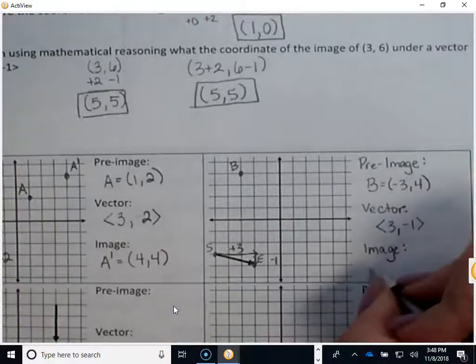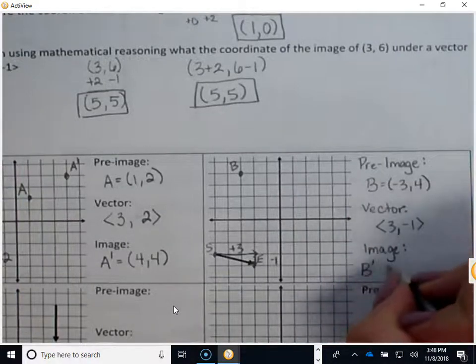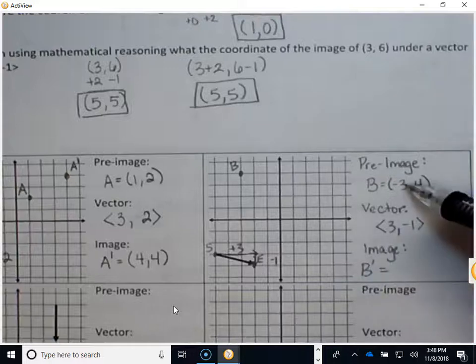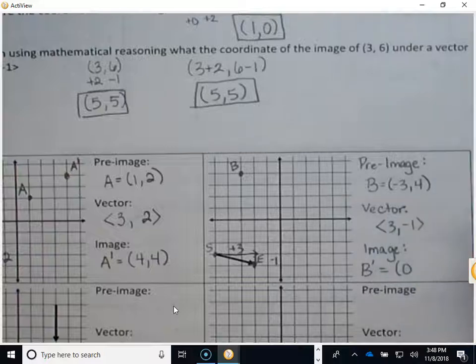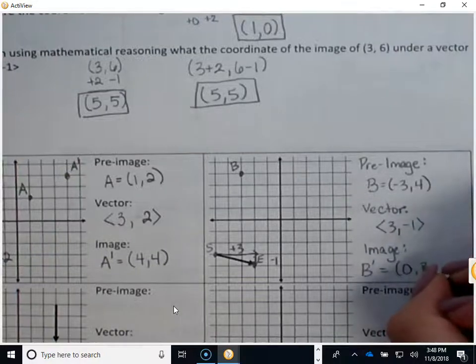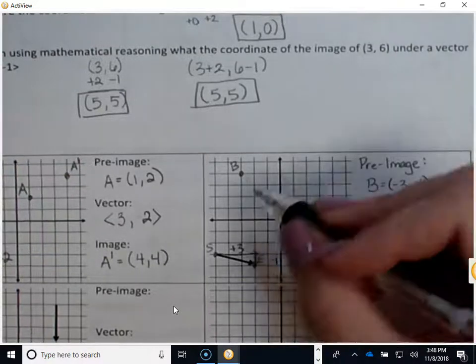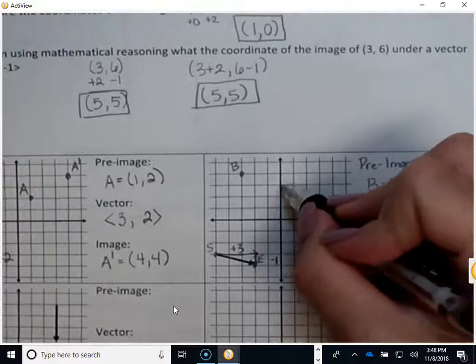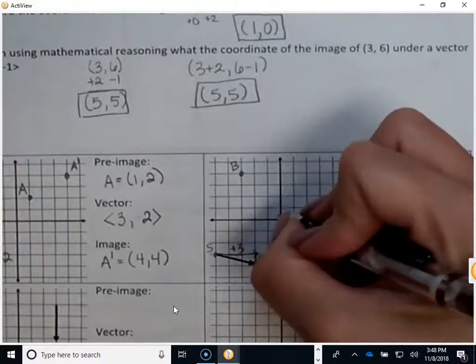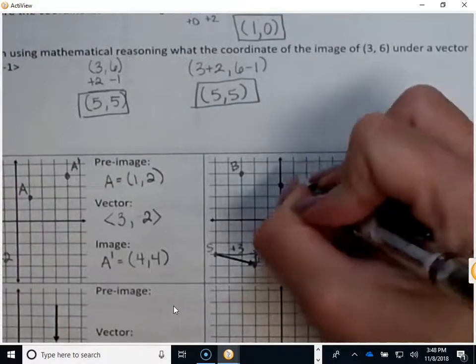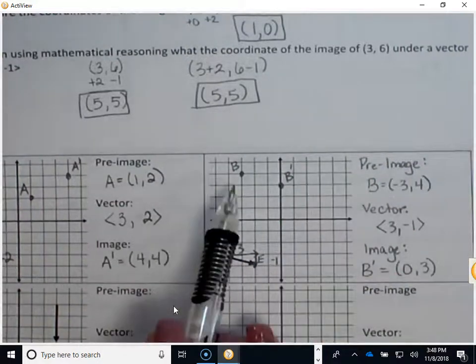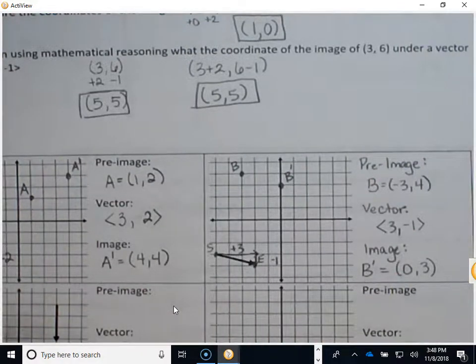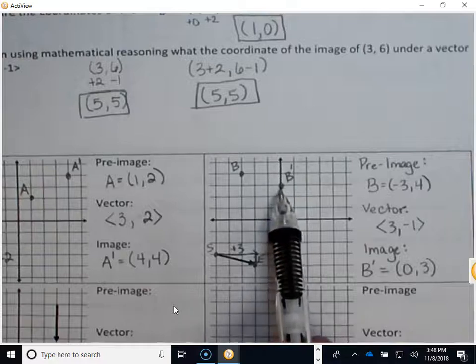So then we need to figure out where our image is. B prime: -3 plus 3, because that's a +3, gives me 0. 4 minus 1, because that's a -1, gives me 3. So I plot the point 0, 3. 0 means I don't go left or right, +3 means I go up 3. So that's my B prime. And you can see how it shifted in the same direction the arrow pointed. We went to the right 3, down 1, to check yourself.